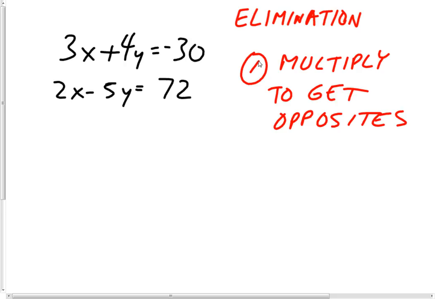These methods will be used over and over again. That's why we're only looking at 2 problems. The steps are going to be the same no matter what. You can choose whether you want to eliminate the x or the y. It's up to you. But we need opposites. We need one to be positive, one to be negative.